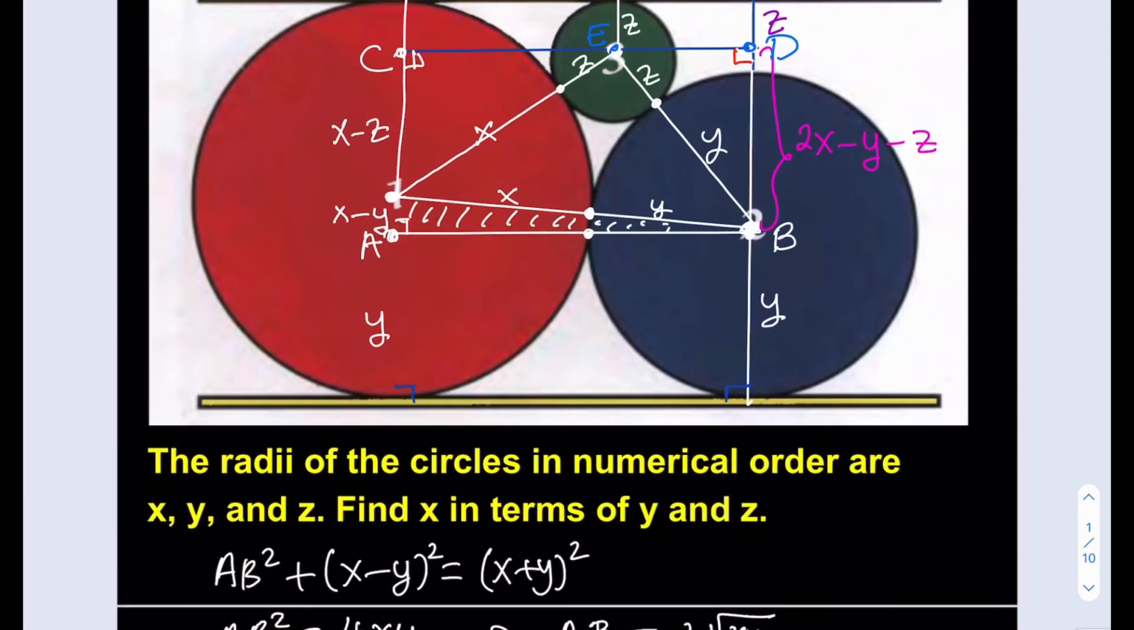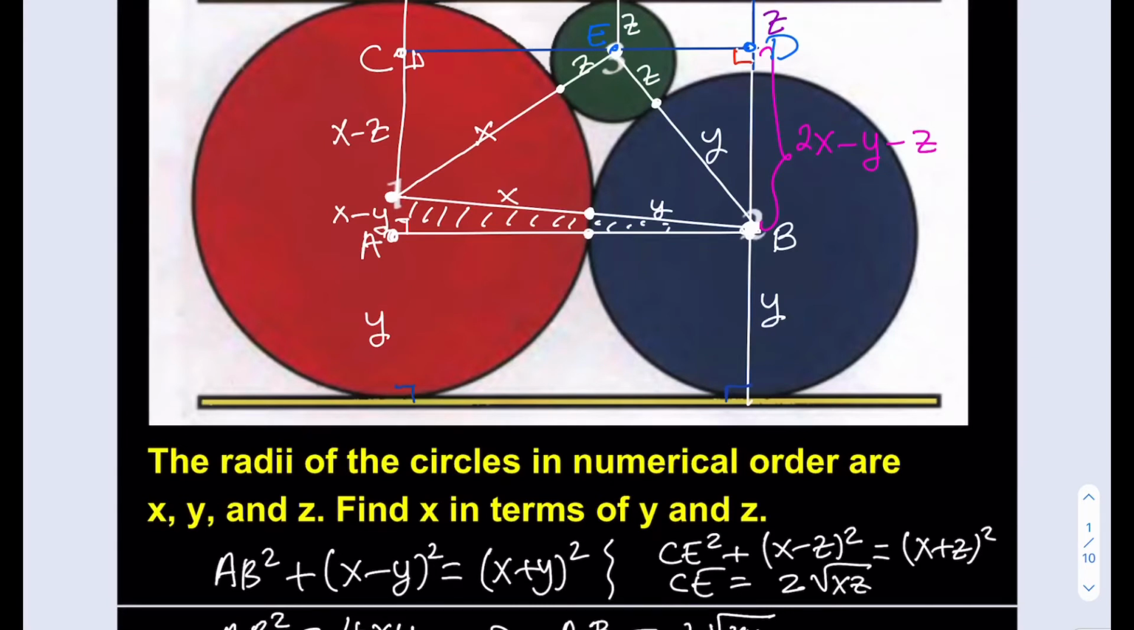So we can write it here as CE squared plus (x minus z) squared, and that's going to equal (x plus z) squared. So similarly, we can find CE from here, which is going to be 2 times the square root of xz. That's another thing that we can find. Now we need to find ED.